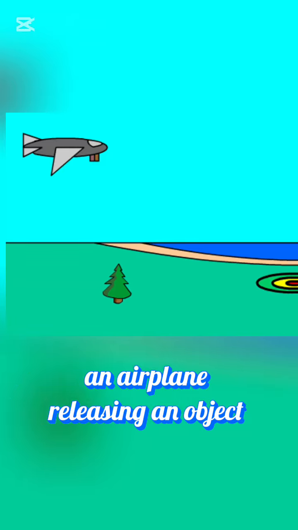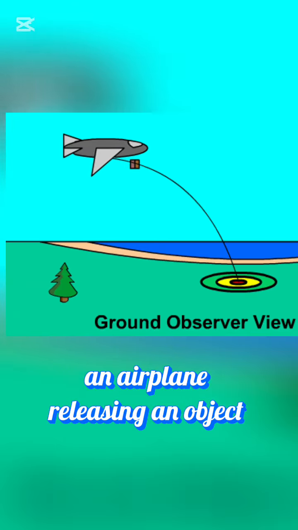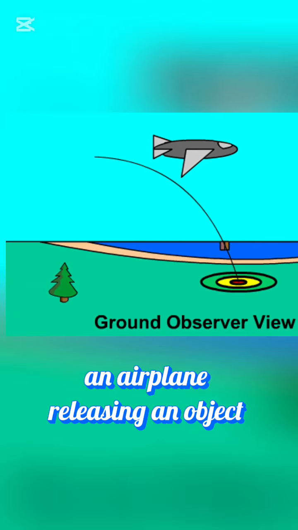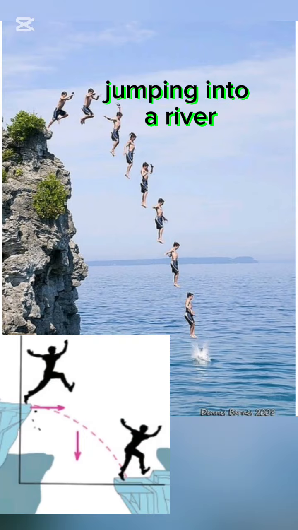4. An aeroplane releasing an object. When dropped from a moving plane flying horizontally, the object follows a curved path before landing. 5. A person jumping horizontally from a cliff to a lower cliff or into a river. The jumper moves forward while gravity pulls him downward.